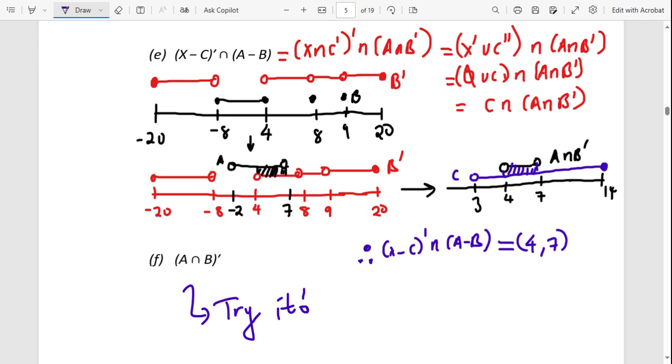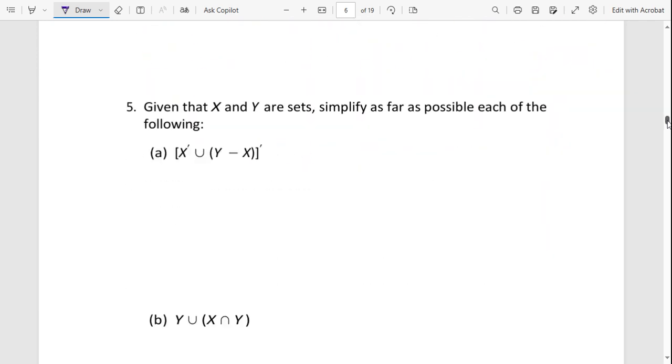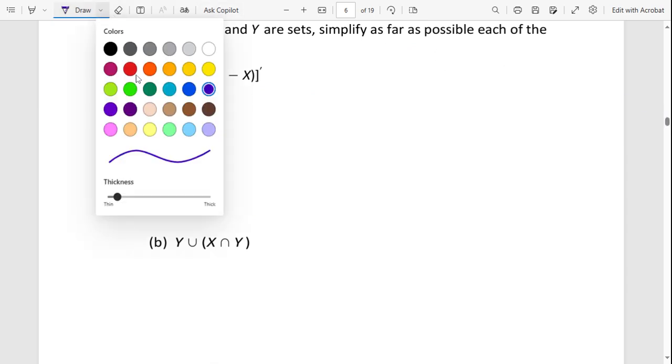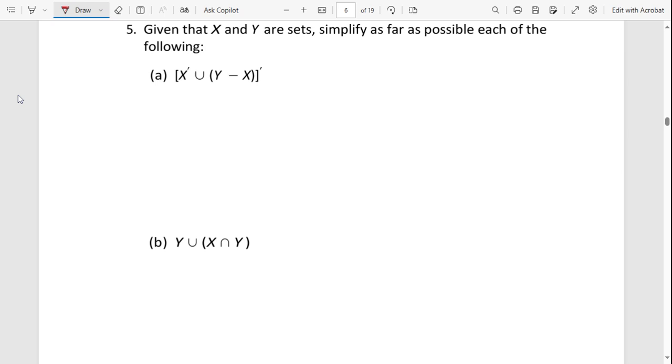So the secret to being good in sets, just follow steps. Don't try to shorten things because you are going to likely make a mistake. Okay, let's do one of the things that I love doing the most. Simplifying these sets. Let's simplify these sets.